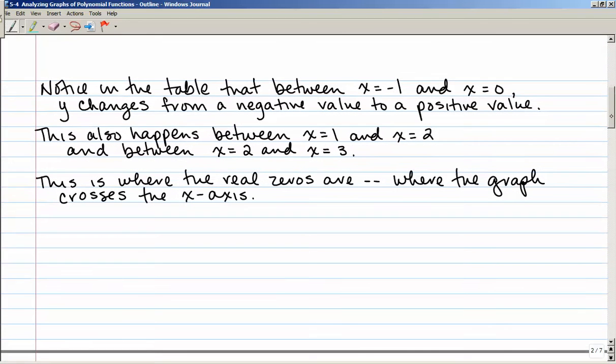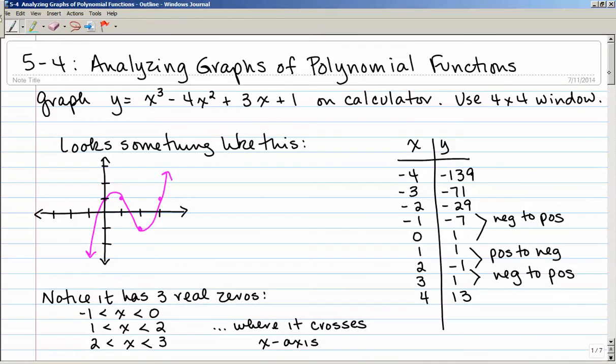So that's what I say basically here. Notice in the table that between x equals -1 and x equals 0, y changes from a negative to positive value. This also happens between x equals 1 and x equals 2, and between x equals 2 and x equals 3. So this is where the real zeros are, where the graph crosses the x-axis. So you can see this both in the graph of the function, where it crosses the x-axis, but you can also identify it in the table when you have what they call a sign change. When you're going from negative to positive or from positive to negative, you know that y equals 0 somewhere in between there.